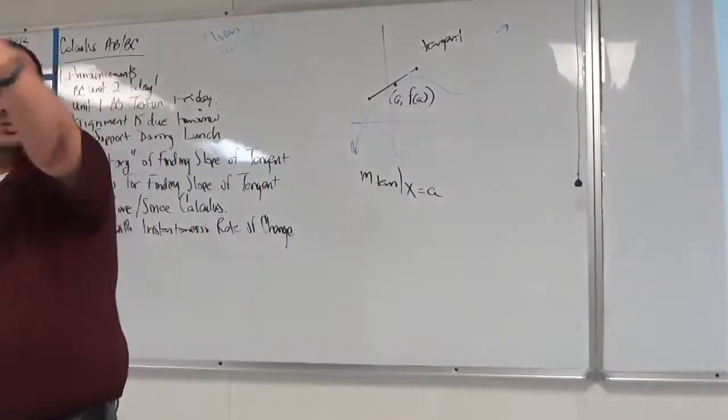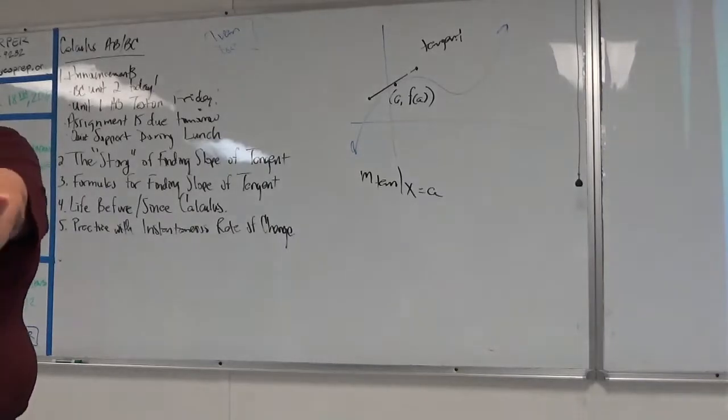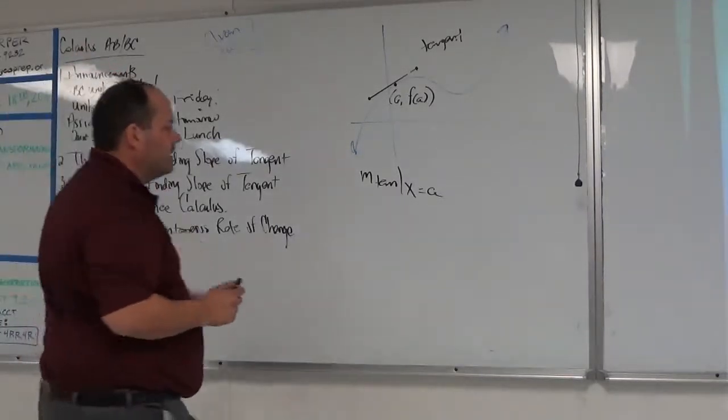I see one person. I see 2. I see 3. There's 16 people in the room. 3 people out of 16 know the formula. I'm a little bit worried. Kevin, help me out here.